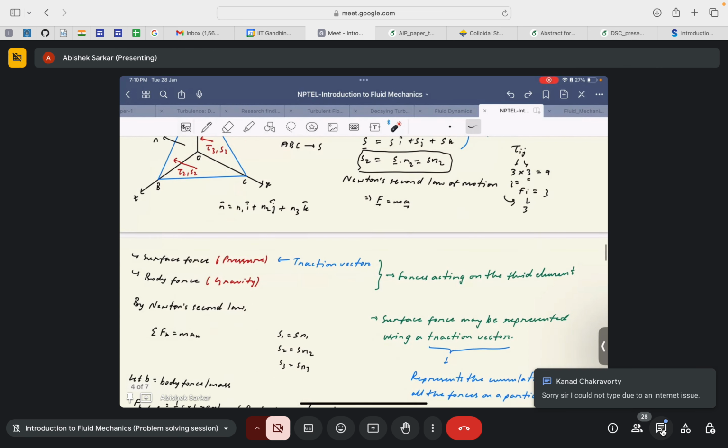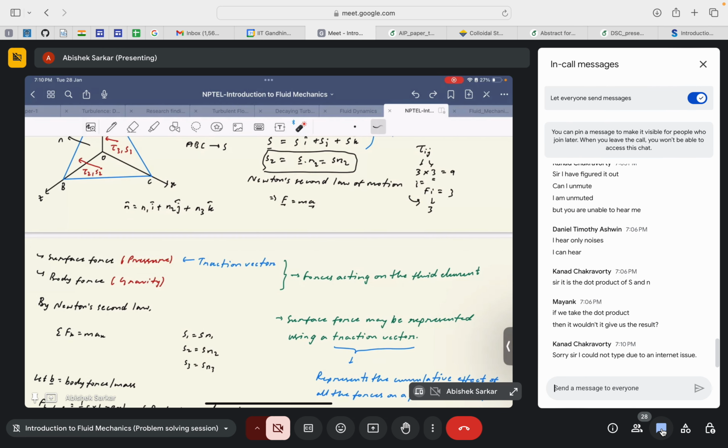Okay, so I could not type due to internet issue. Yes, Kanad, please continue. You can write your answer there. I'm really also intrigued to find out the answer. Okay, I'll just keep on discussing this part, then I'll look into the chat box. Please continue to write the answer. I would really like to see it.